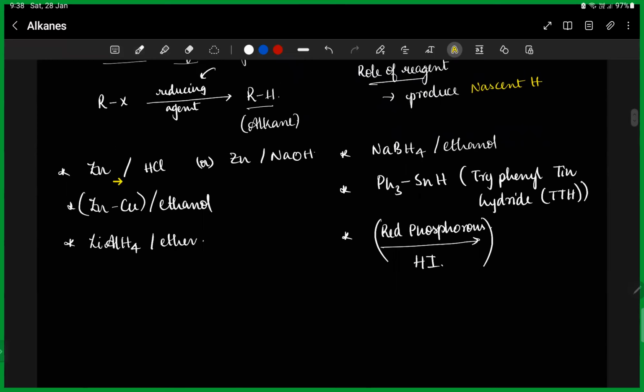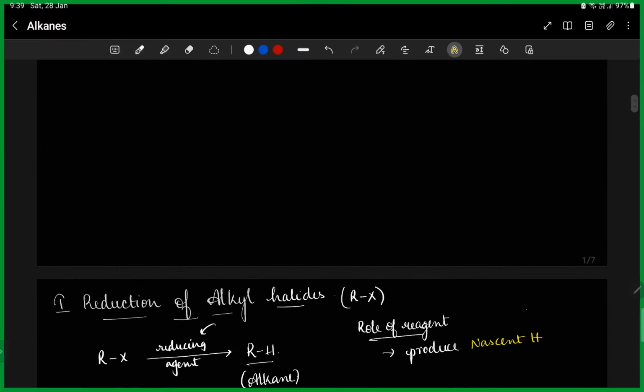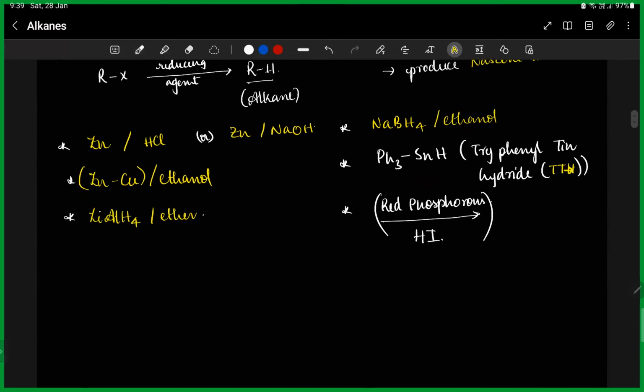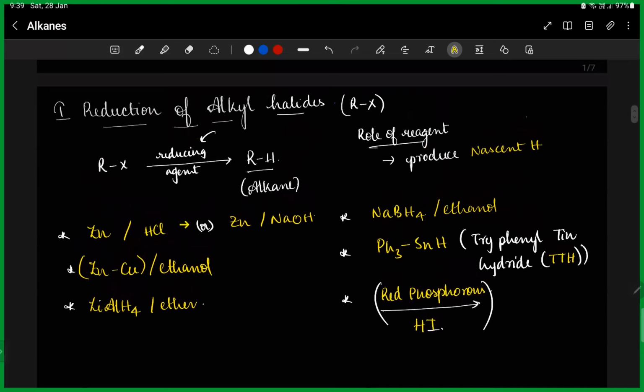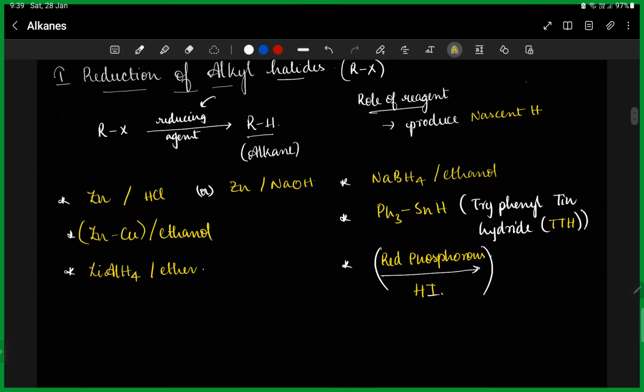So what are the reagents? Zn with HCl or Zn with NaOH. We have zinc copper couple with ethanol, or LiAlH4 with ether, or NaBH4 with ethanol. We have TTH, which is triphenyltin hydride, and then we have red phosphorus with HI. So this is reduction of alkyl halides. With this reduction of alkyl halides, you can easily get alkanes.